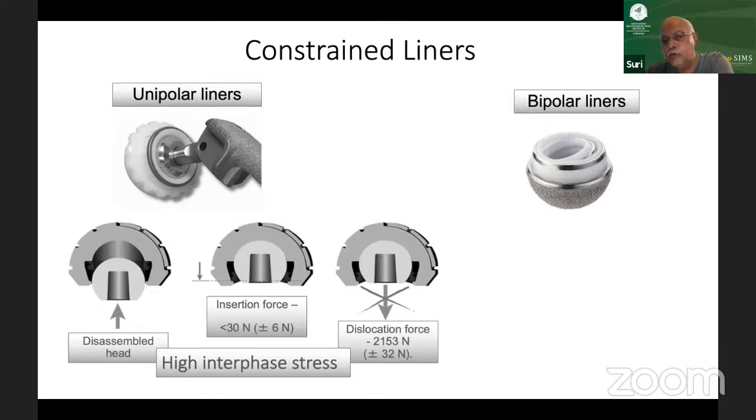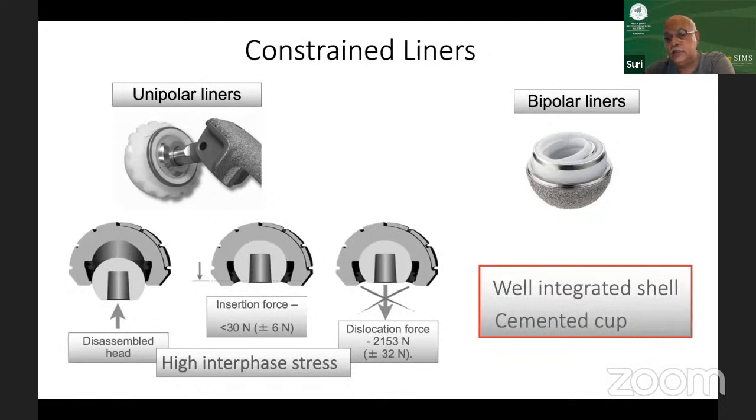With this constraint, the whole force, if there is an extreme movement, has to be transferred either to the bone-implant interface or the cement-implant interface right above. So I think this produces very high interface stresses. This has been a big disadvantage. And that's the reason constraint liners have always been advocated for a well-integrated non-cemented cup or cemented sockets wherever possible and wherever available. This was a drawback we always felt because sometimes you might have to take it out and totally revise it completely, in which case you don't have a well-integrated cup, and you'll be compelled to go for a cemented one.